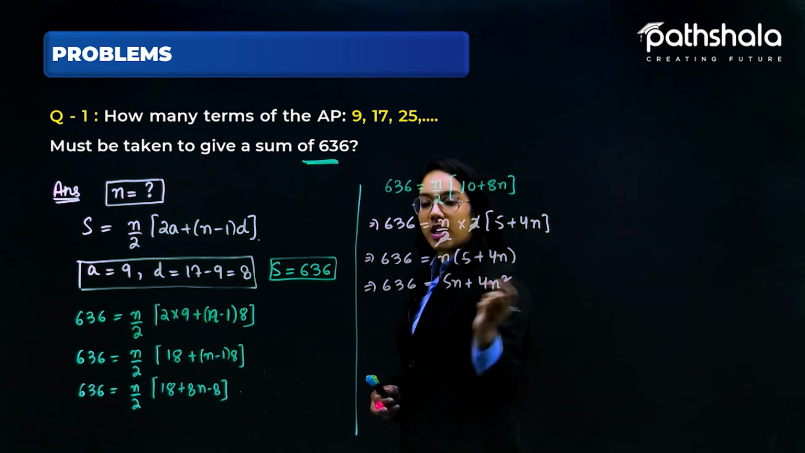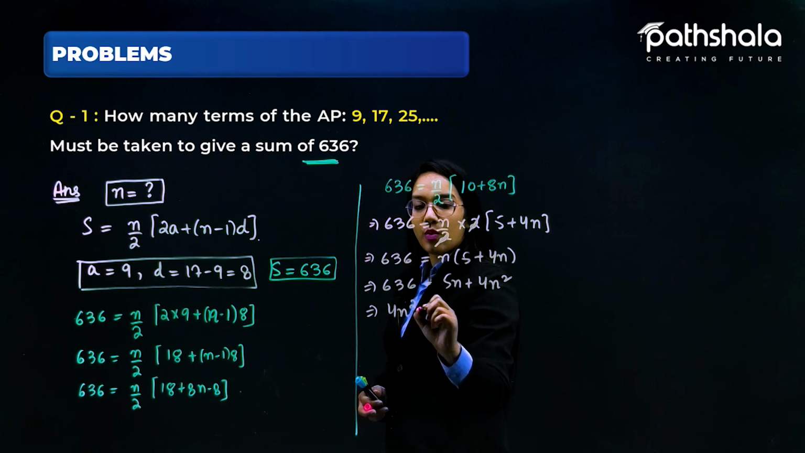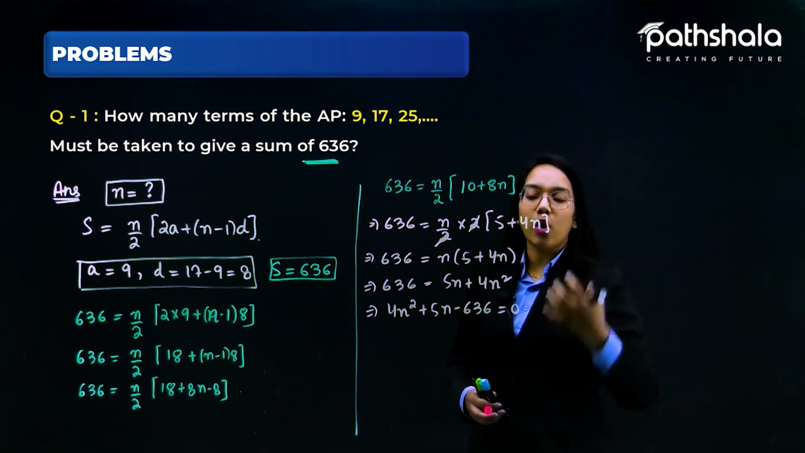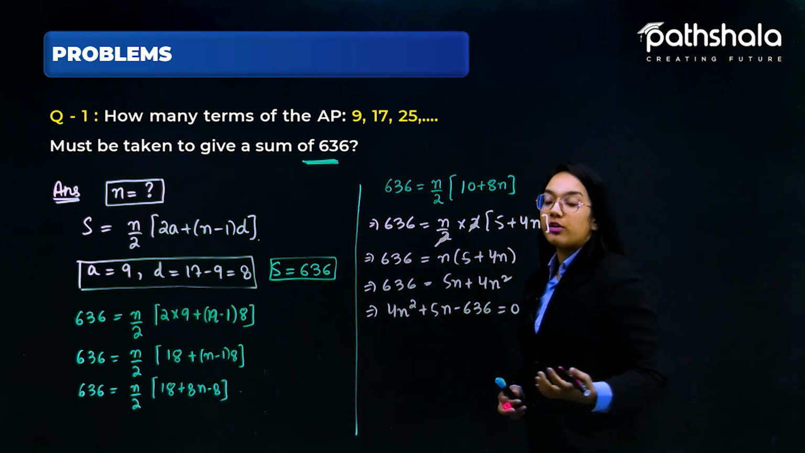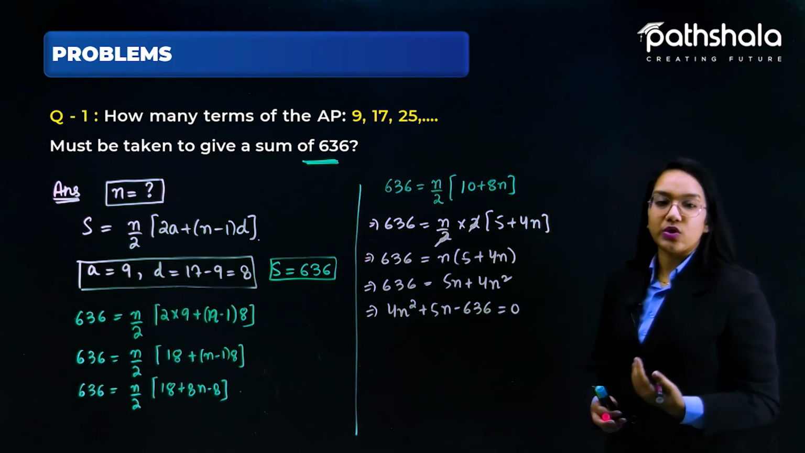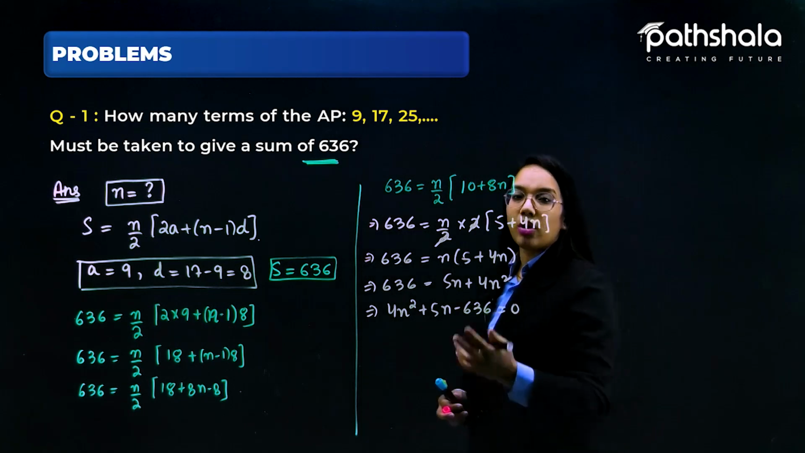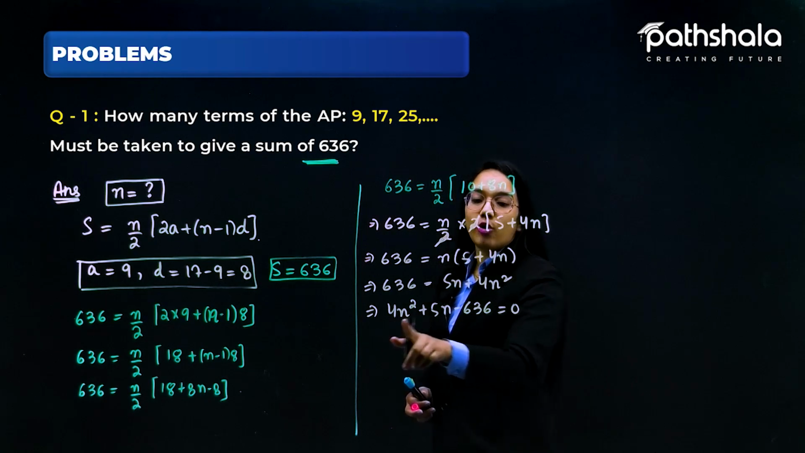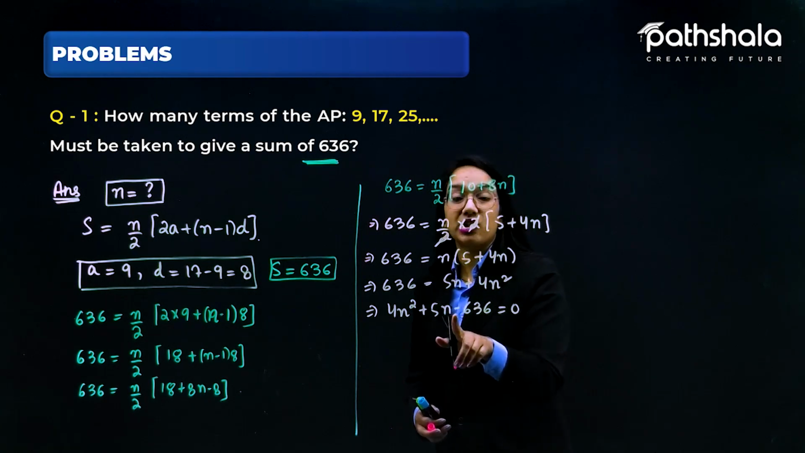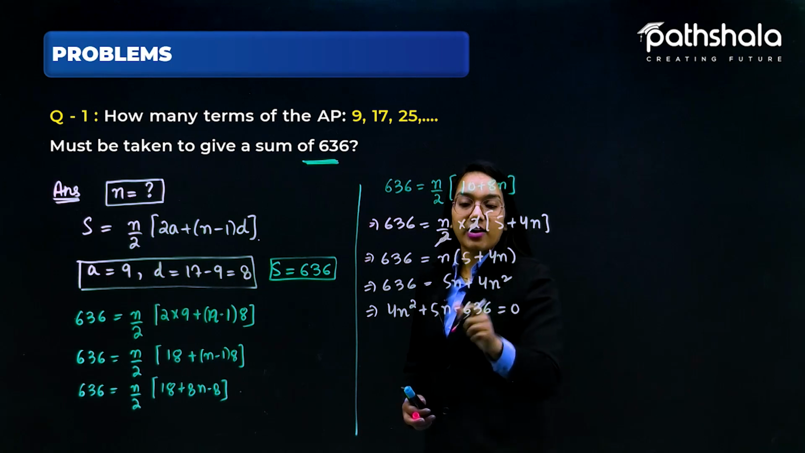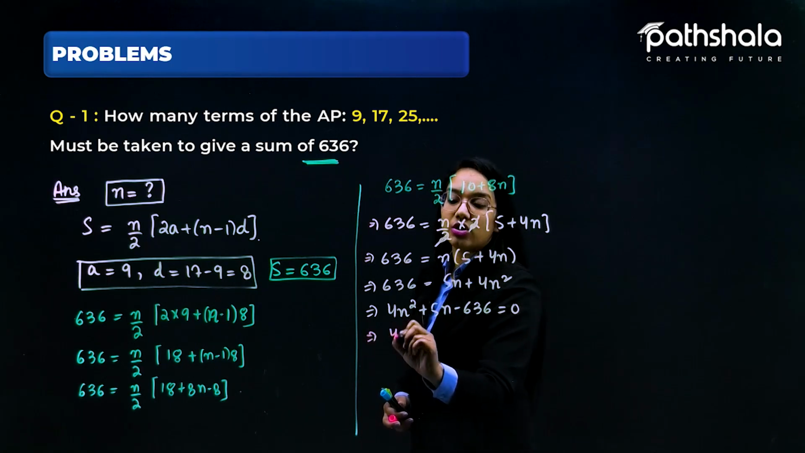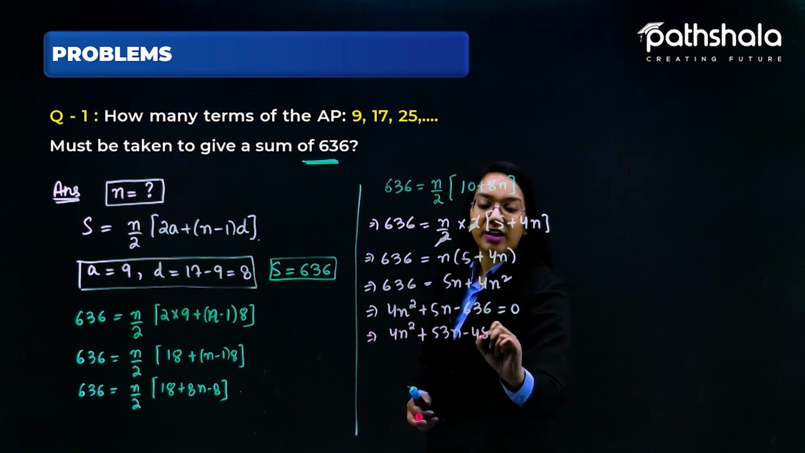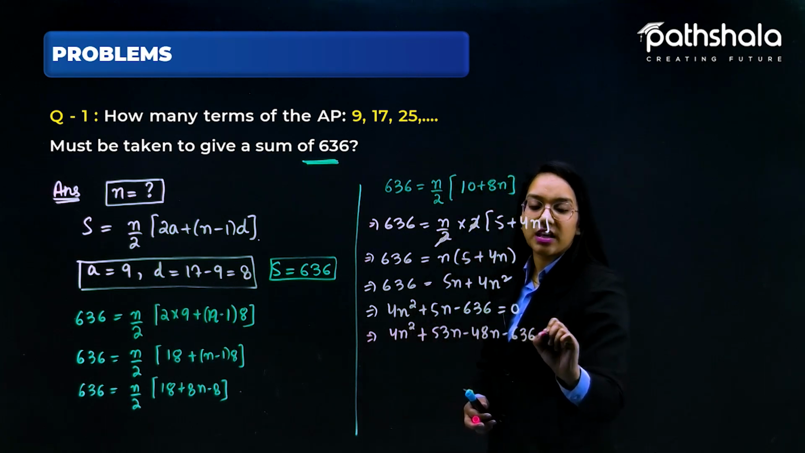Let's take 636 to the other side. So 4n square plus 5n minus 636 is equal to 0 is a quadratic equation that we are getting. It means we have to factorize this quadratic equation in order to find the value of n. We have to find two values whose multiplication is 4 into 636 and whose difference is 5. These two terms are 53 and 48. So this is 4n square plus 53n minus 48n minus 636 is equal to 0.